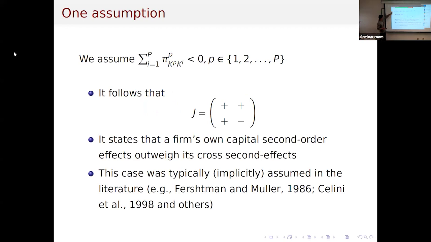Now, this summation basically says that a firm's own capital second order effect must outweigh its cross second order effect, which is quite common in an economics setting. If you recall the profit maximization model, the second order own effect must outweigh the cross second order effect. So that gives you the maximum case.